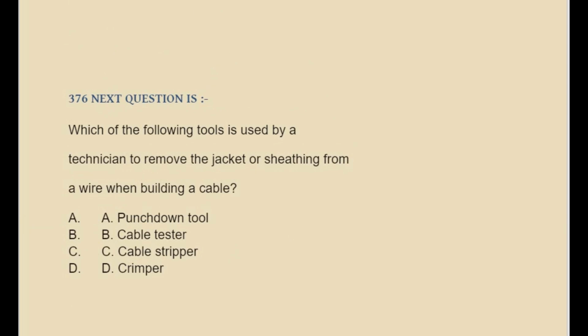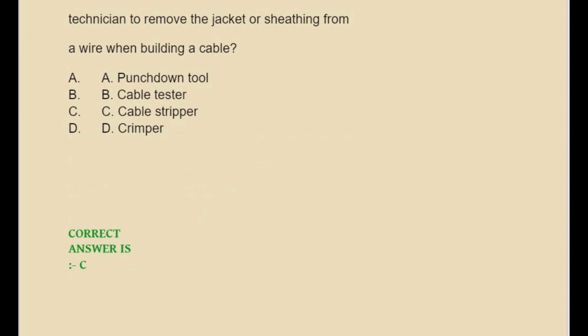Question is, which of the following tools is used by a technician to remove the jacket or sheathing from a wire when building a cable? Option A, punch down tool. Option B, cable tester. Option C, cable stripper. Option D, crimper. Correct answer is option C.